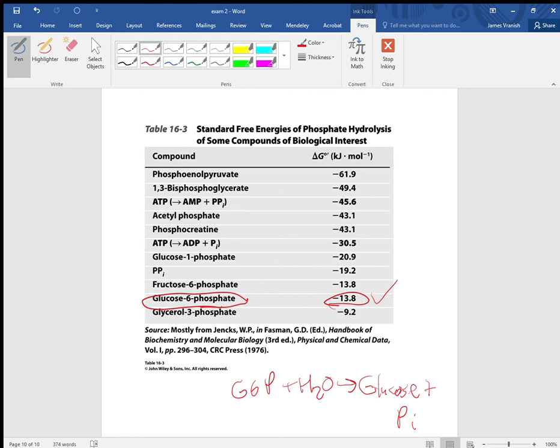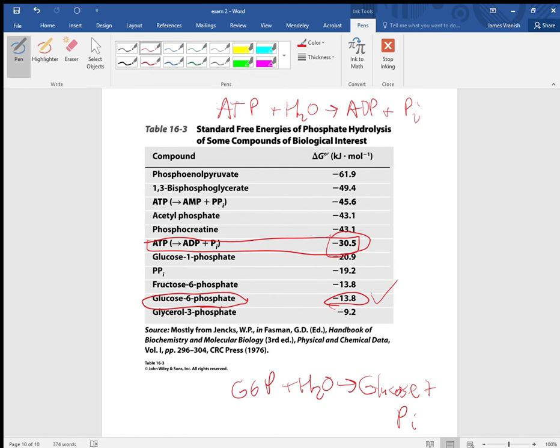ATP also, right? ATP gets consumed during the hexokinase reaction. And so we've also got to incorporate this reaction. All right, so I'll write that one up here: ATP plus water giving us ADP and phosphate. Now, I have these two delta G values. I have the minus 30.5 for ATP, minus 13.8 for glucose 6-phosphate.